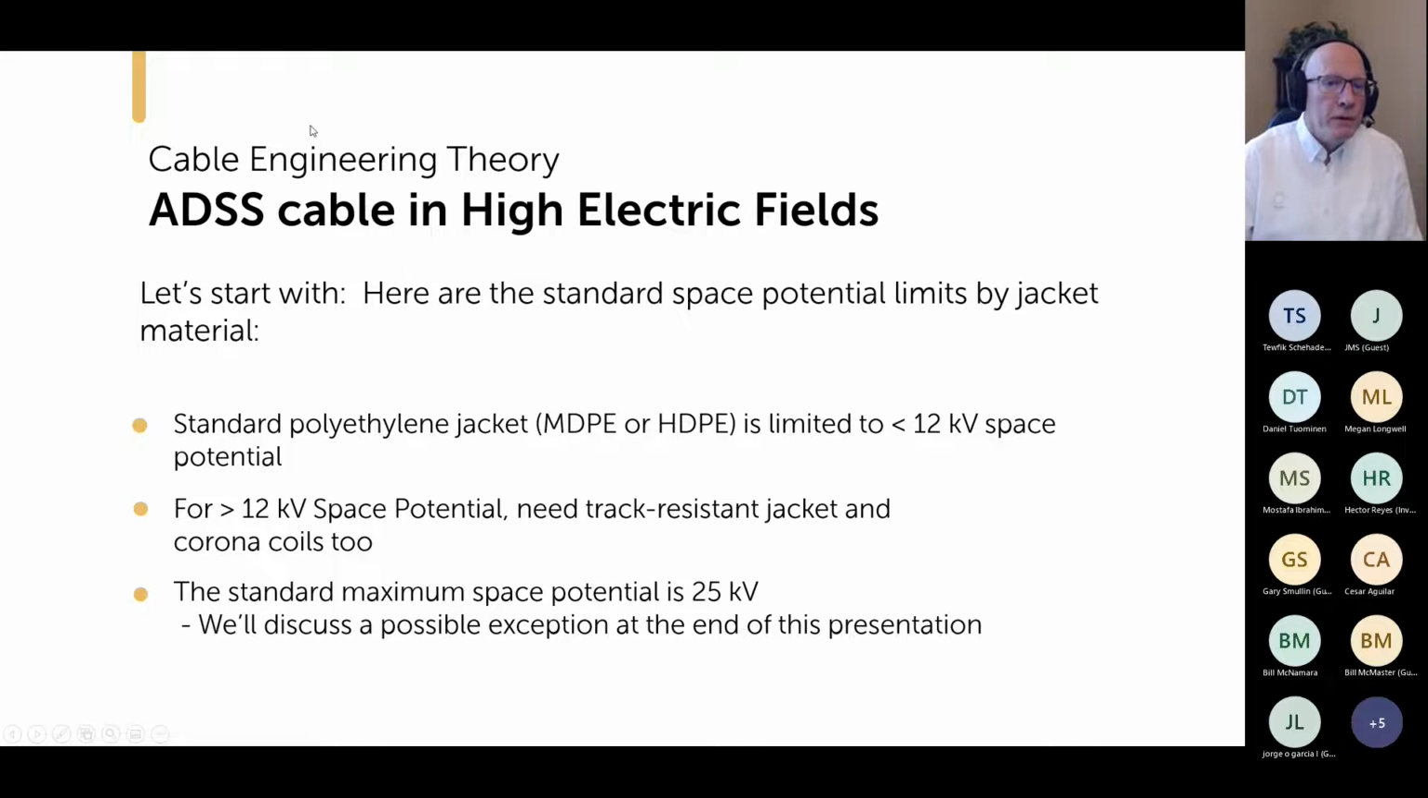So to review what we said at the beginning, standard polyethylene jackets up to 12 kV space potential. Tracking resistant jacket, 12 kV up to 25 kV. And then a quick reminder, you need to use those corona coils too. There is a possible exception, and again, we'll talk about that at the end.